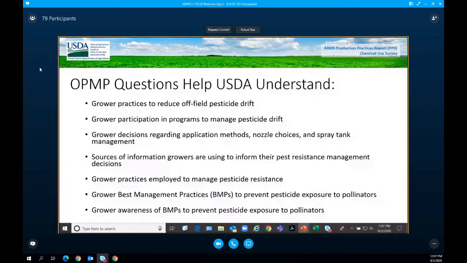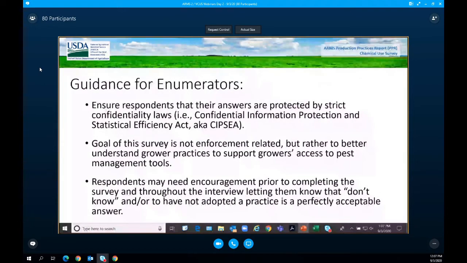That's data that EPA can rely on and point to and say, look, we have high confidence that this data reflects grower practices as opposed to anecdotal information. So that's really the crux of why we're adding these questions and why we're so thankful for NASS's assistance in helping us to get this information.